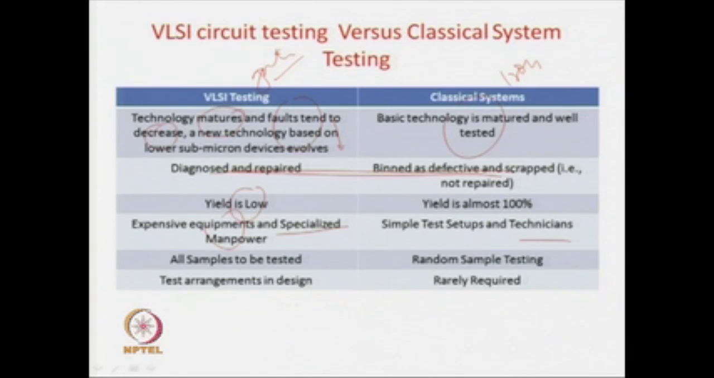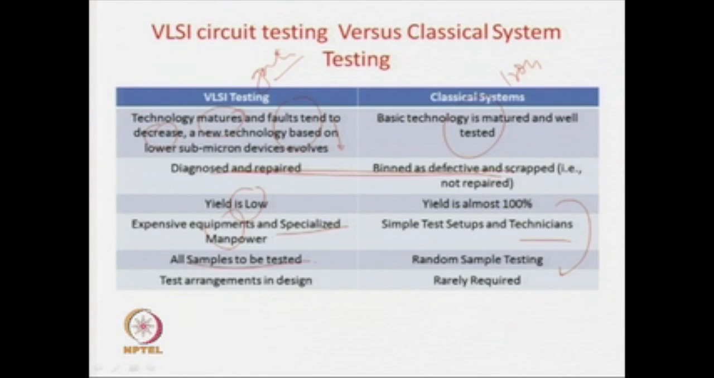Next is the samples. As I told you, in case yield is almost 100%, almost all the circuits are operating fine. So, you require as few as 1 or 2 random samples to test and find. But in case of circuits, all these gates have to be tested, because the number of faults can be very high, as high as 50% of the circuits may have faults. So, all samples have to be tested. That is why every unit has to be tested in case of circuits, while in case of classical systems like an iron or heater, as the number of faults is very low, you can even take 3 or 4 random samples and do it.